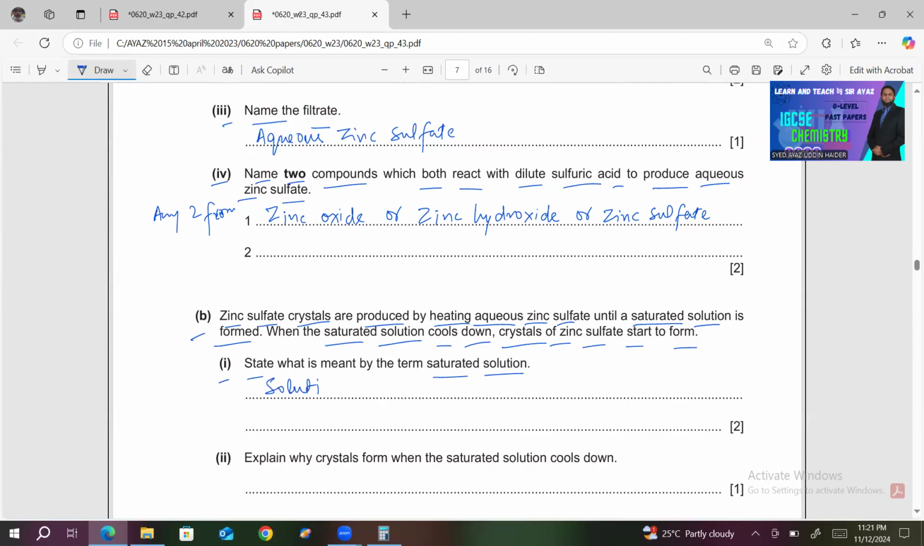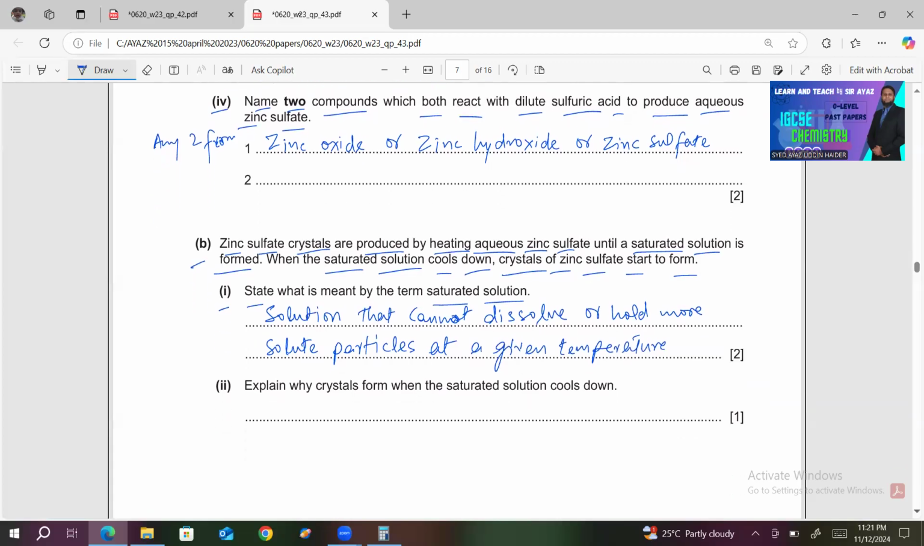Solution that cannot dissolve or hold more solute particles at a given temperature. You have to mention this point, at a given temperature, because a saturated solution is obtained at a specific temperature.